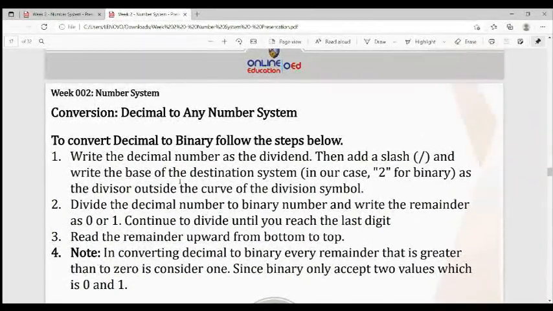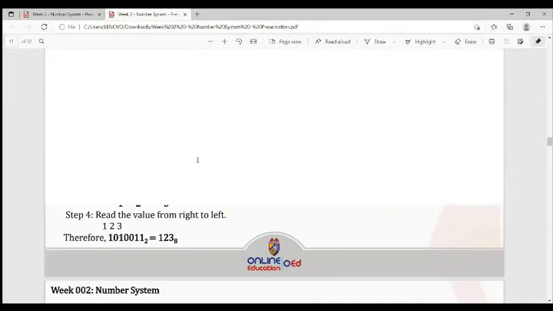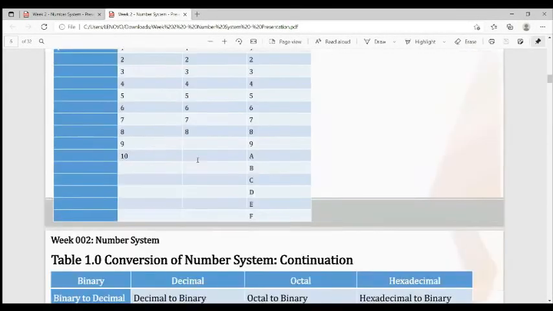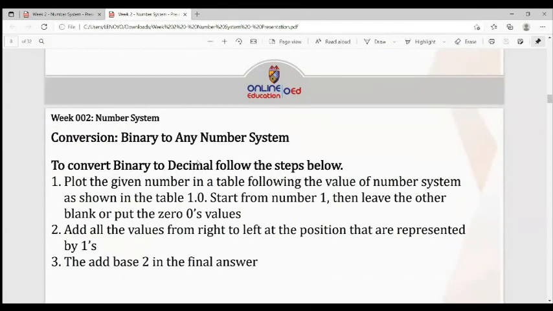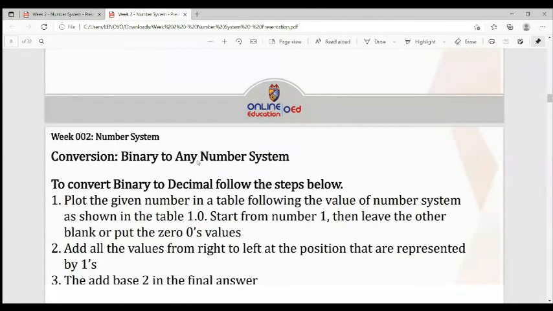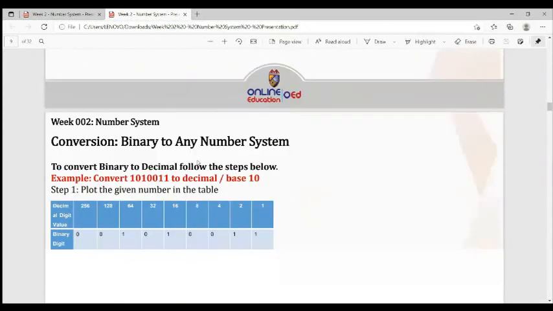Okay, how about this one? So, to convert decimal, dito na tayo sa decimal conversion. So, we're done with binary. So, ulitin natin ha. So, sa binary, kukunin mo lang yung weight niya para ma-convert mo siya into decimal.